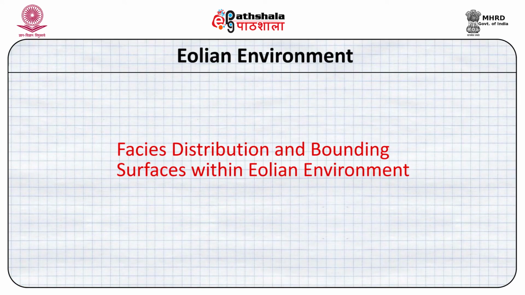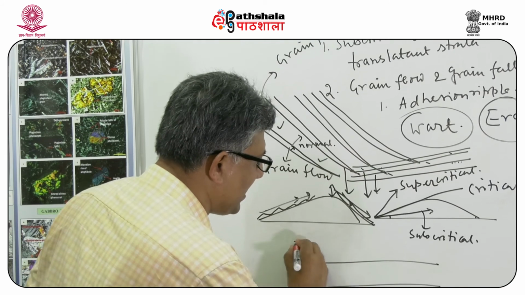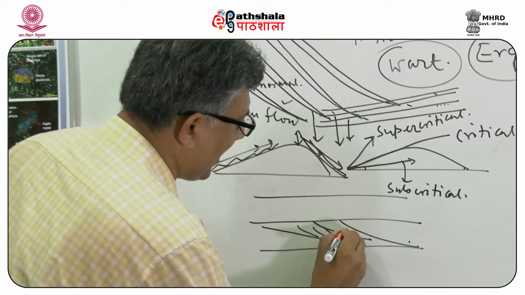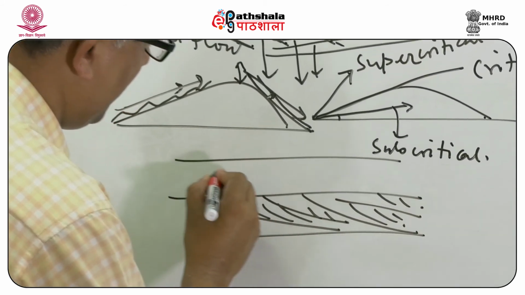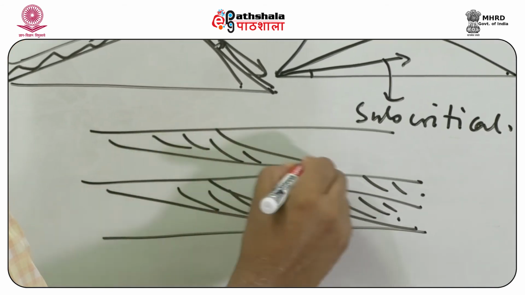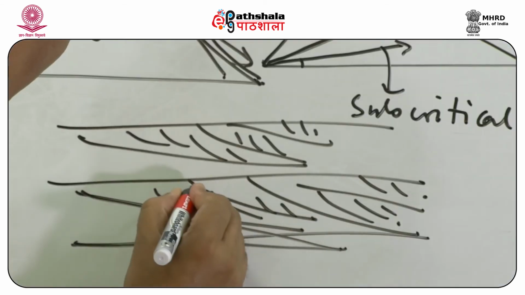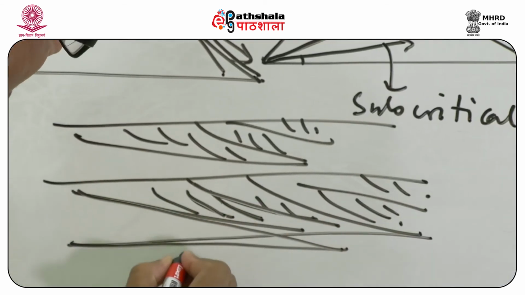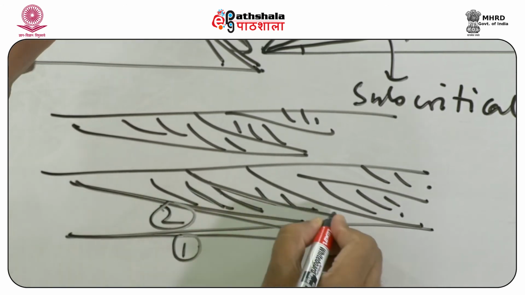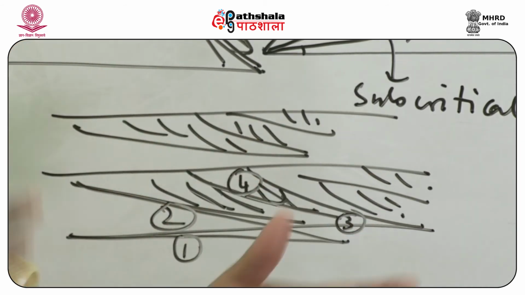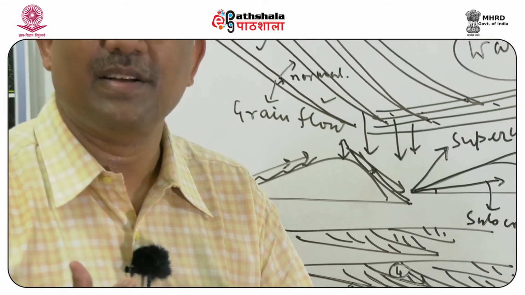If we take the stratification in an Aeolian system, I can have some large scale stratification, then within that you may get some other order of stratification, and within that another order. So there are different orders of stratification. You can see this is one order, this is another, and this is internal to that. If I name this 1, this 2, then 3, then 4, all these are different orders of stratification superimposed on one another.